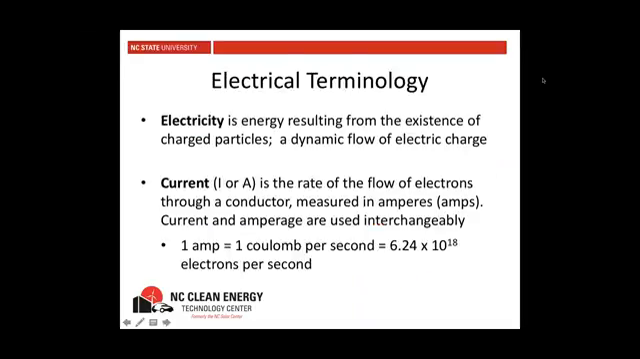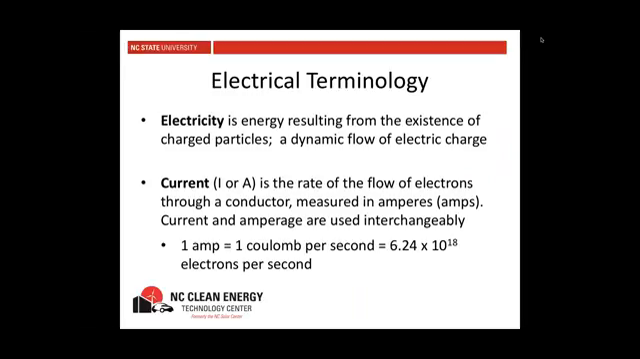All right, so electrical terminology. Electricity is energy resulting from charged particles. It's a dynamic flow of electric charge. That's probably the least important of these definitions, but I just had to put it up there.